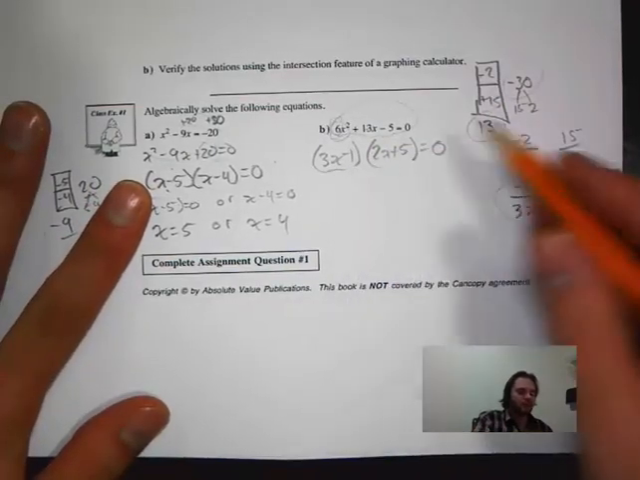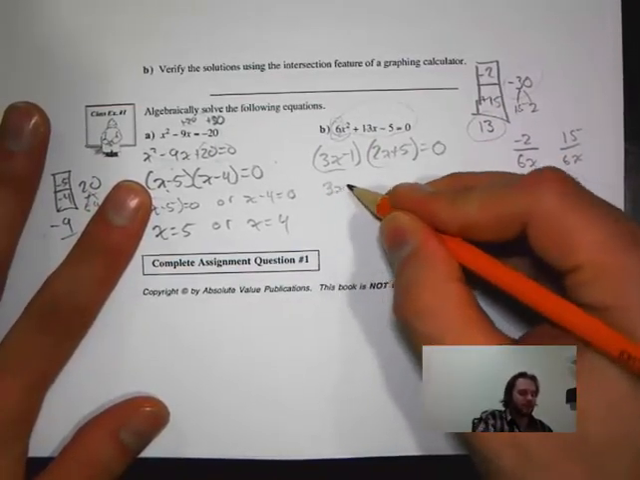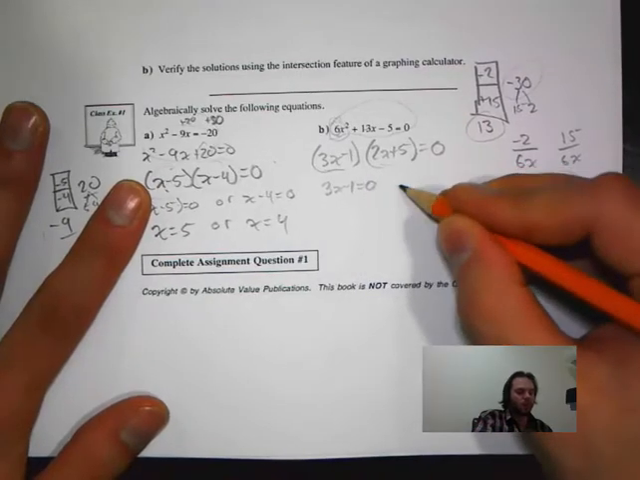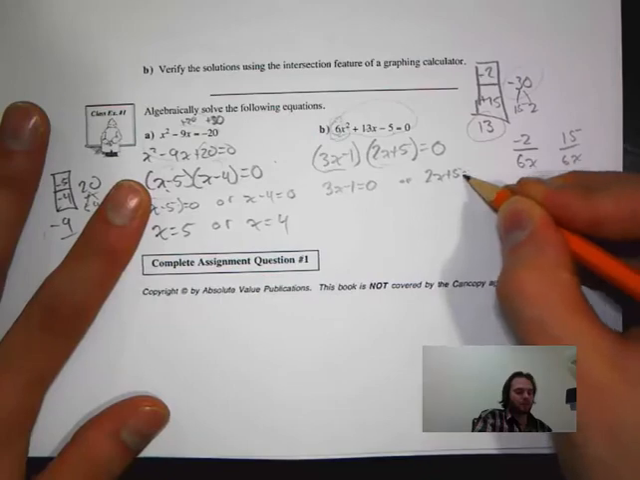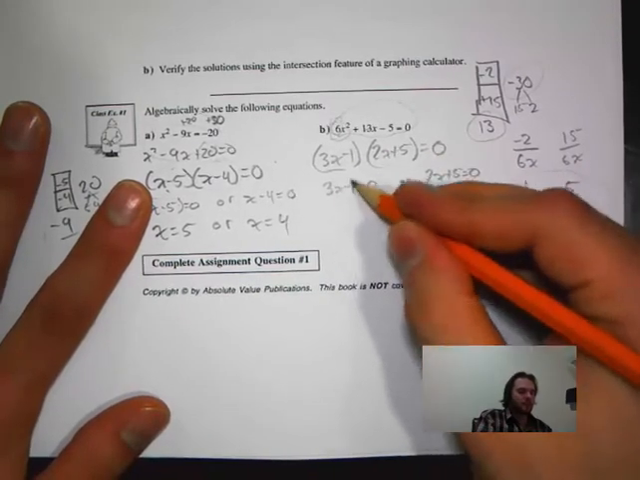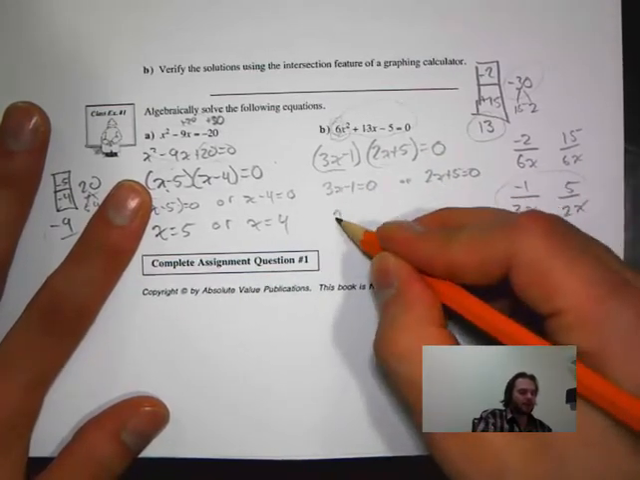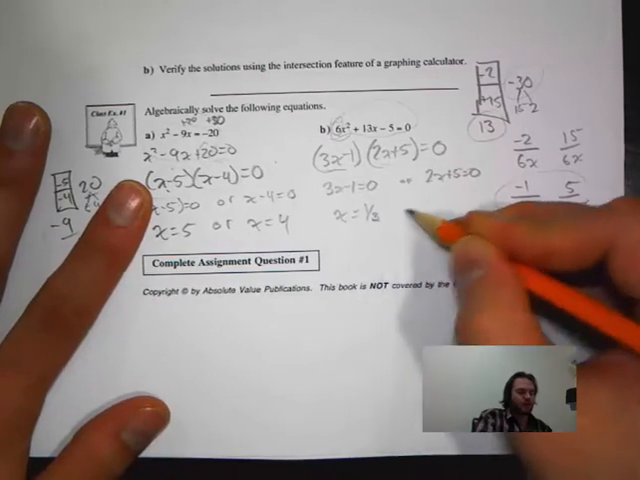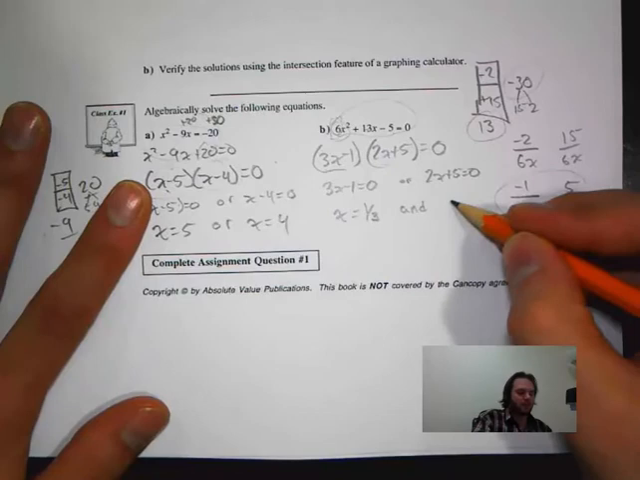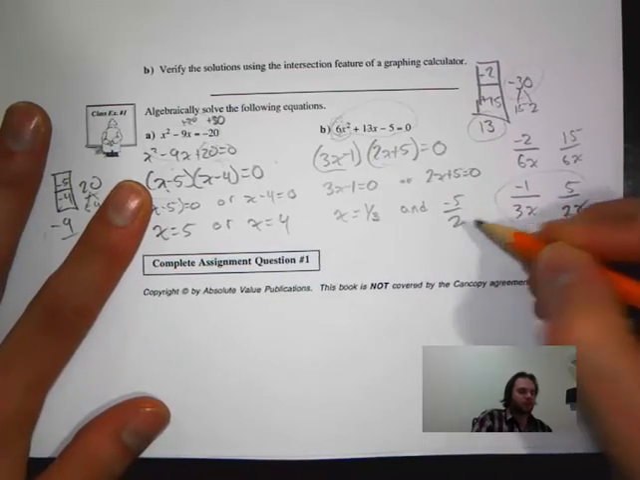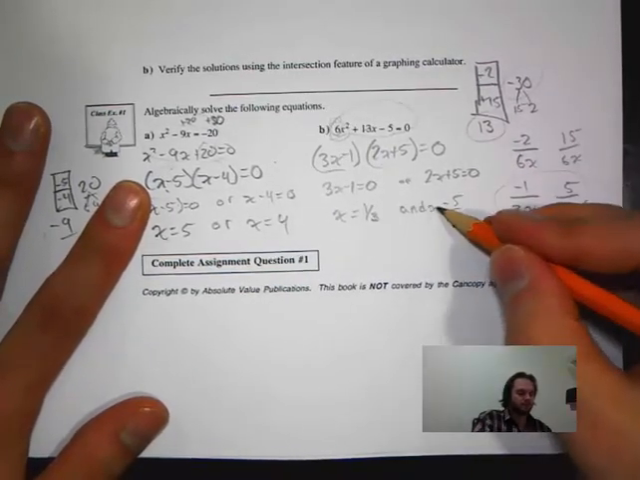So I know this could equal 0, this could equal 0. So we have 3x subtract 1 can equal 0, or we have 2x plus 5 can equal 0. So I solve for this, we add 1, divide by 3, and we're going to get x is equal to 1 over 3. And x could also equal, we subtract 5, so it's negative 5 divided by 2. Okay? So those are my two solutions.